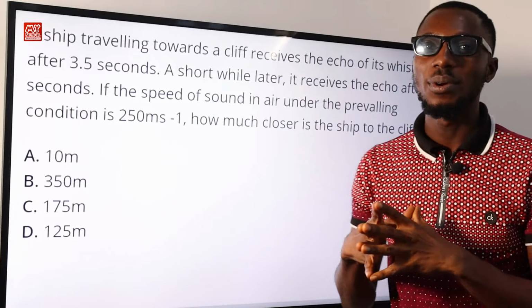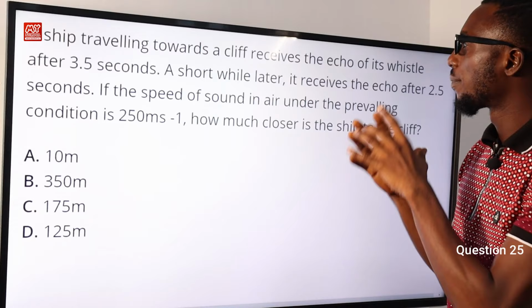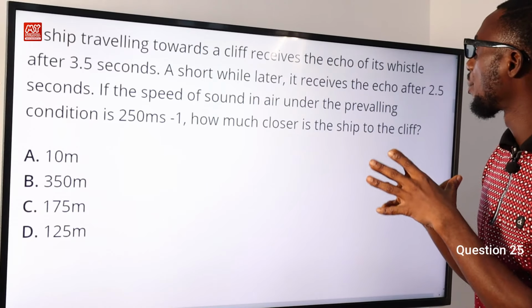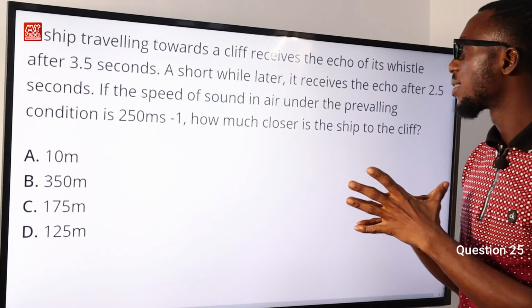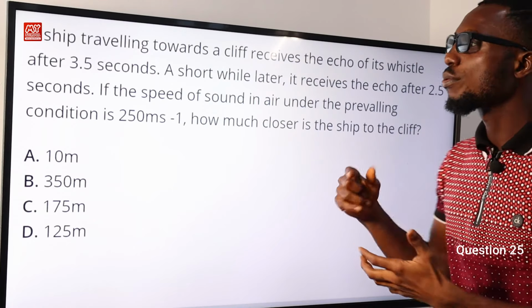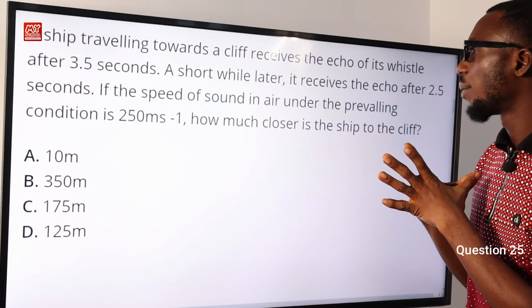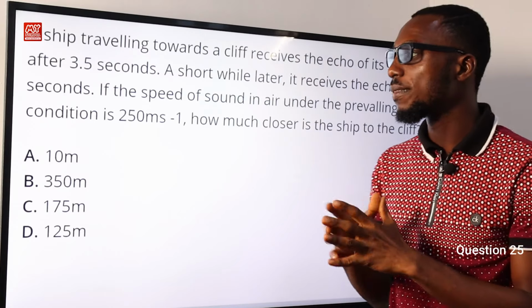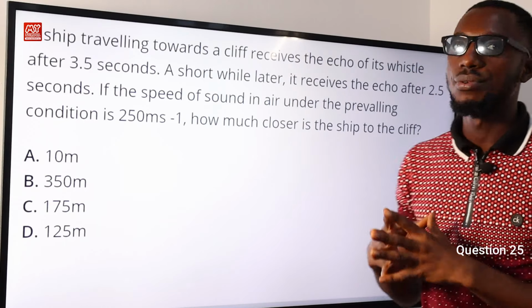So right now we're tackling question 25. A ship traveling towards a cliff receives the echo of its whistle after 3.5 seconds. A short while later, it receives the echo after 2.5 seconds. If the speed of sound in air under the prevailing condition is 250 meters per second, how much closer is the ship to the cliff?